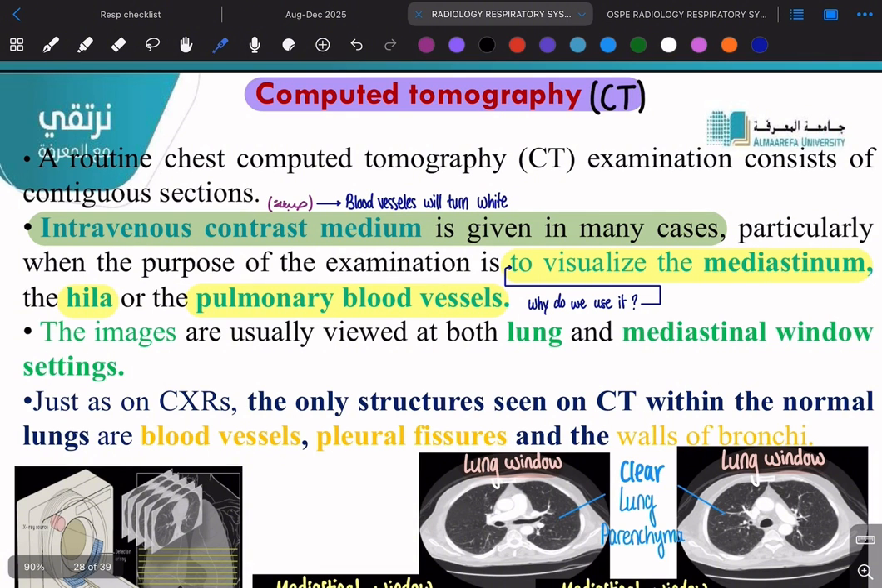The CT scan, unlike the X-ray. We said in the X-ray we don't need to use any contrast or any sort of dye. But for CT we can use it. Why do we use it or when do we use it? We use it when we want to visualize or see the mediastinum or pulmonary blood vessels. Because when we use this contrast, it dyes the blood vessels, makes them more visible, and makes them turn white. So that's why we can see them more clearly. So we use it when we want to see the mediastinum or the pulmonary blood vessels.